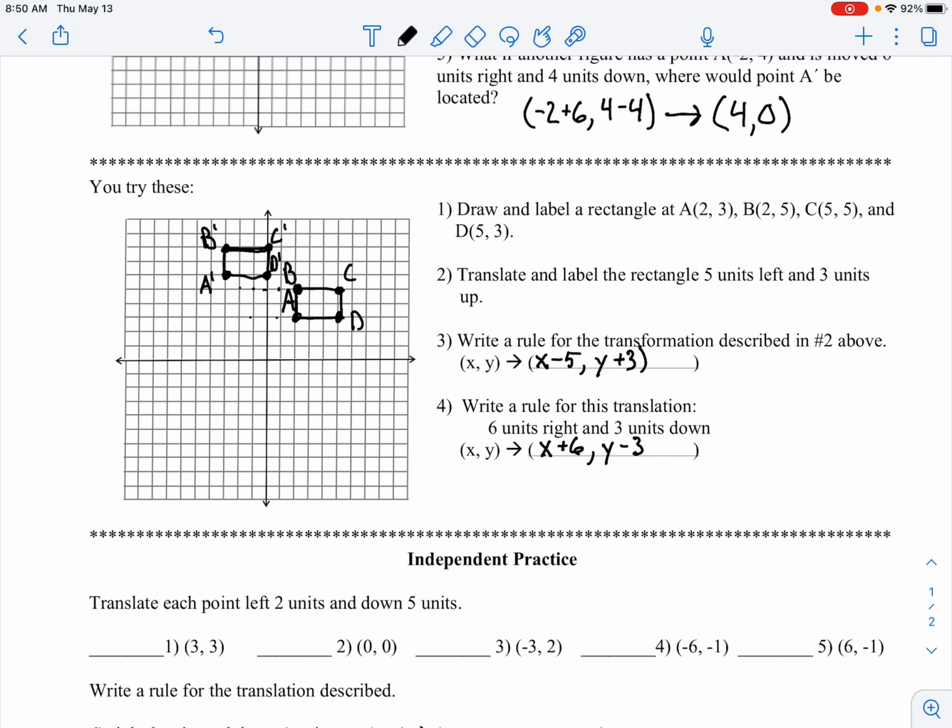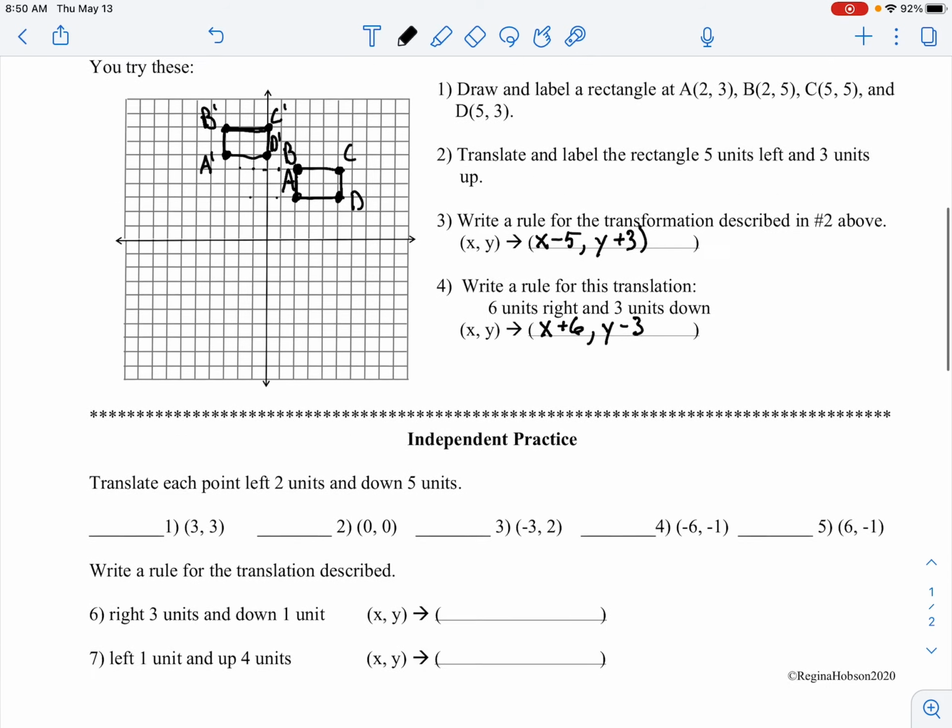Alright, so that is it for today. So just remember, if you go right, you're adding to the x value. If you go left, you're subtracting from the x value. If you go up, you're adding to the y value. And if you go down, you're subtracting from the y value, however many it says to do.